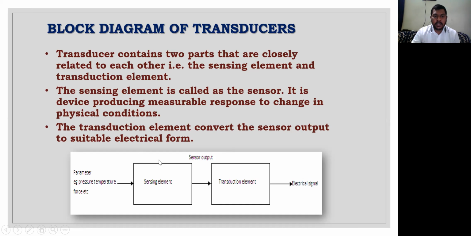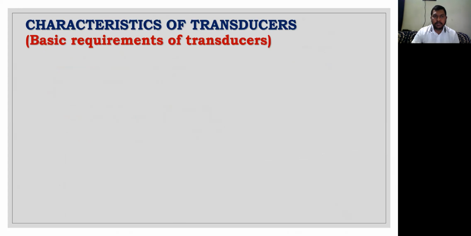So this is a sensing element, and this is the transduction element, which is going to convert this physical parameter, which might be pressure, temperature, force, etc., into the electrical signal. That might be voltage, current, or say resistance or capacitance. Anything it can be. So that particular device is called a transducer. Now this is the block diagram. We'll just rush up sometimes.